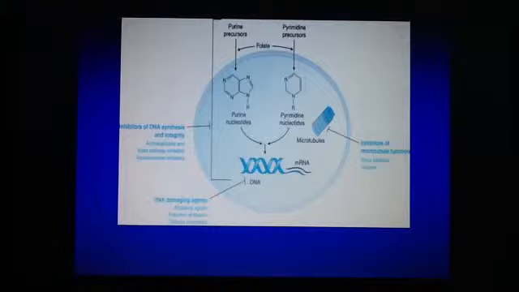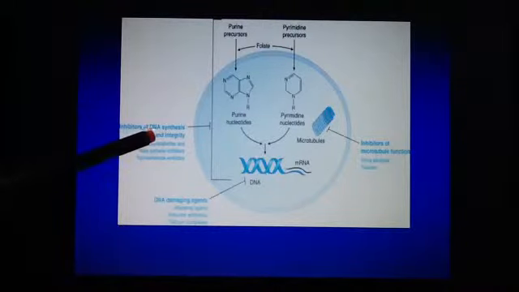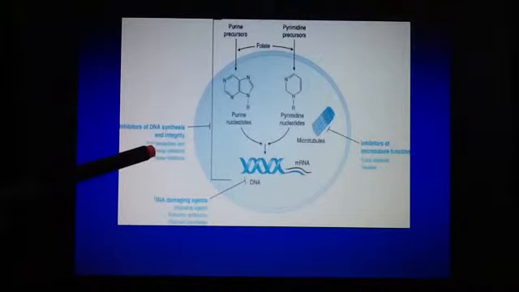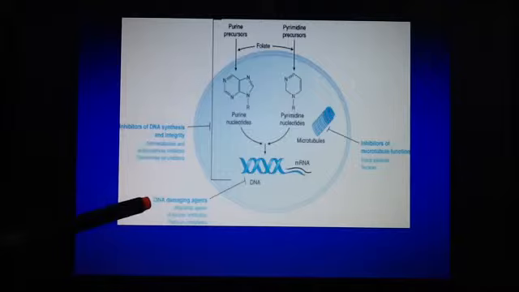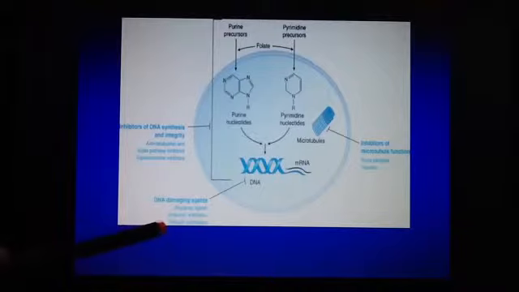So let's look here. We can see that for inhibitors of DNA synthesis and integrity, there are antimetabolites and folate pathway inhibitors and topoisomerase inhibitors. These are for the inhibitors of DNA synthesis and integrity. So this would be working in the S phase. Then there are DNA damaging agents such as alkylating agents and anti-tumor antibiotics and platinum complexes.